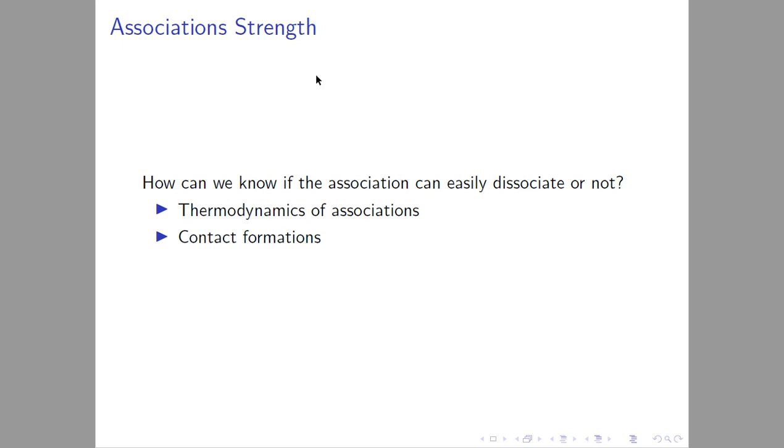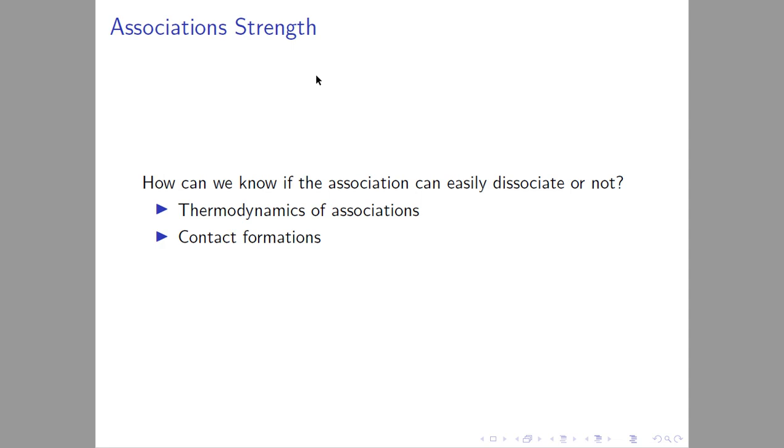Okay, so next we want to see the association strength. How strong is the association? Let's say a male and a female become a couple. So how strong is the couple? Can they easily become separate male and female again, or do they stay in the couple situation? So how can we know whether the association can dissociate or not?